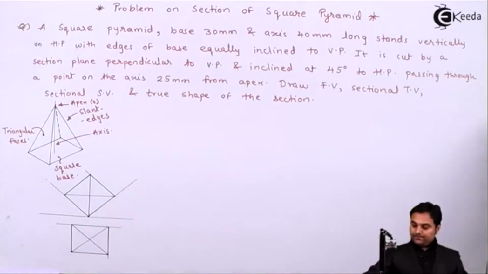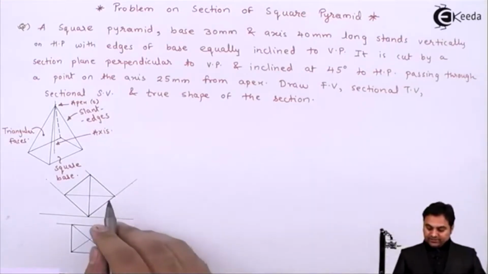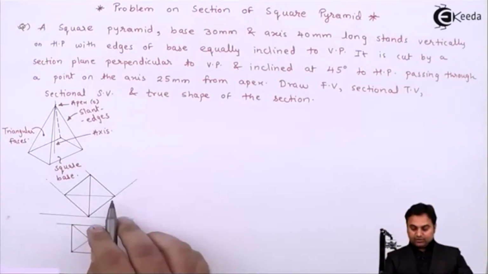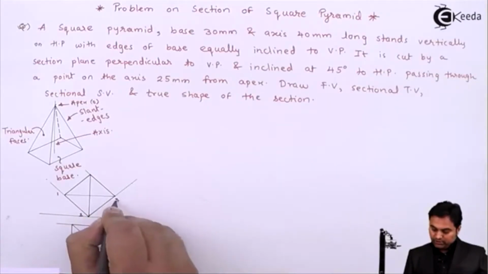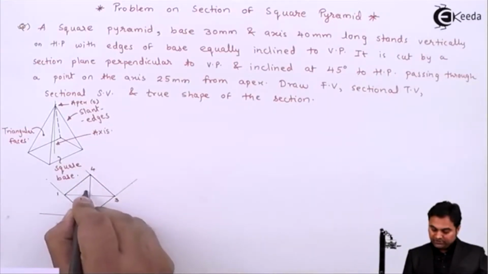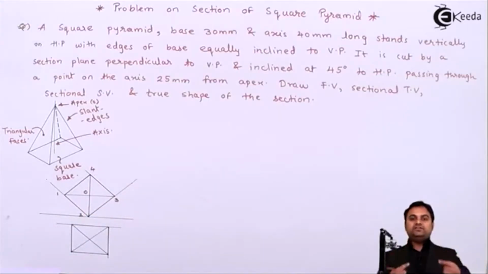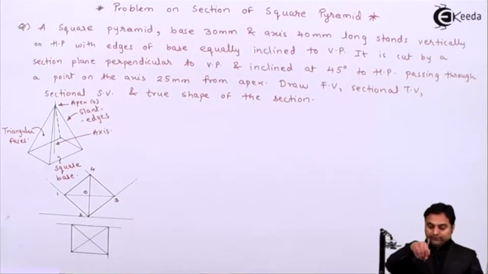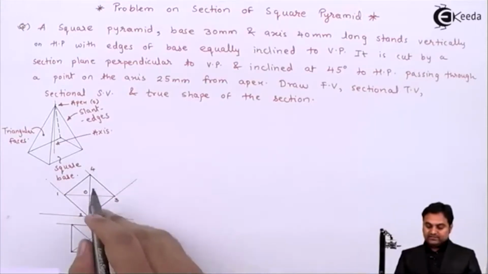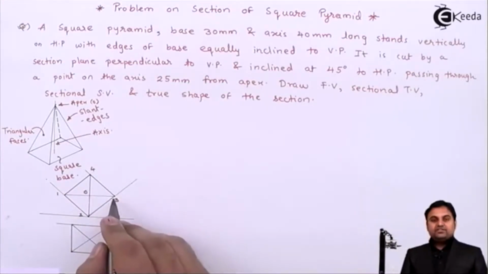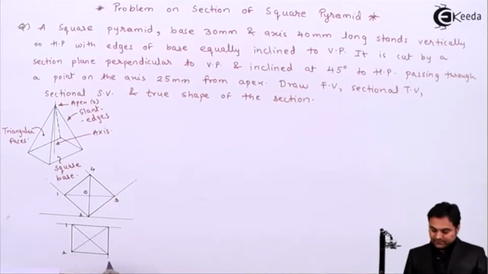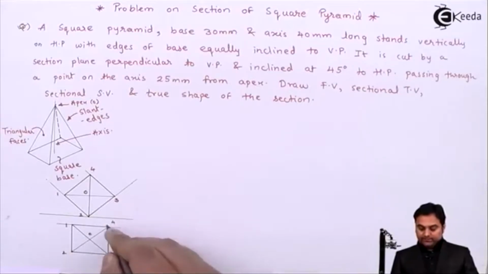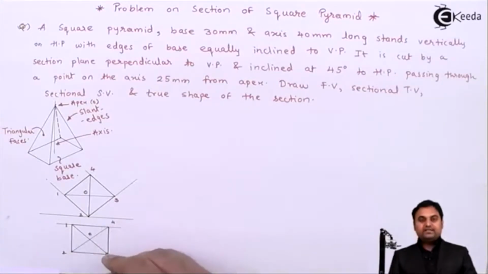In the first condition, this square is resting on its corner. I'll say that this is 1, 2, 3 and 4. O is the apex to which all the slant edges are connected. So looking from top, the pyramid will look like this. In this condition, it is resting on its corner. If I take the second condition, here first, second, third and fourth, this is the apex. So here the square is resting on its edge.